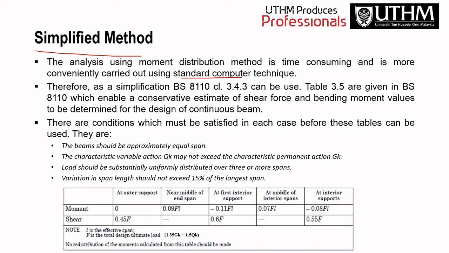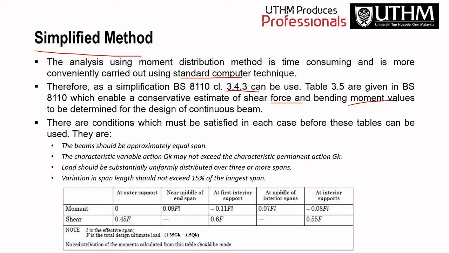Okay, so therefore, as a simplification, BS 8110 clause 3.4.3 can be used. So Table 3.5 is given here, which is the example here, and this table. Okay, this Table 3.5 given in BS 8110 enables a conservative estimate of shear force and bending moment values to be determined for the design of a continuous beam. So there are conditions that must be satisfied in each case before this table can be used, and there are 4 here as listed.